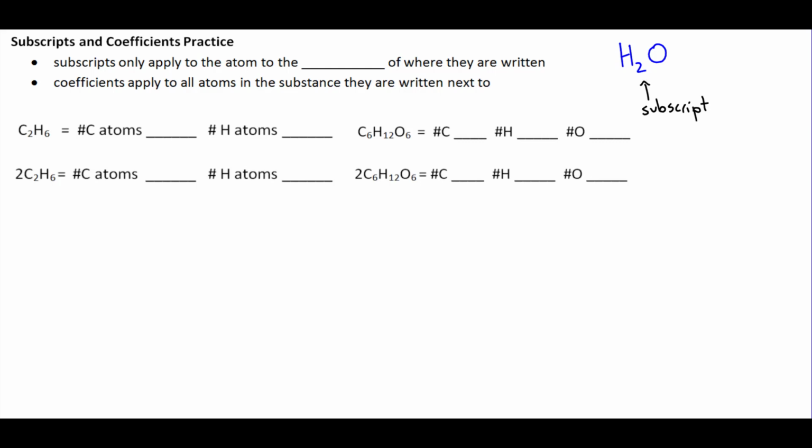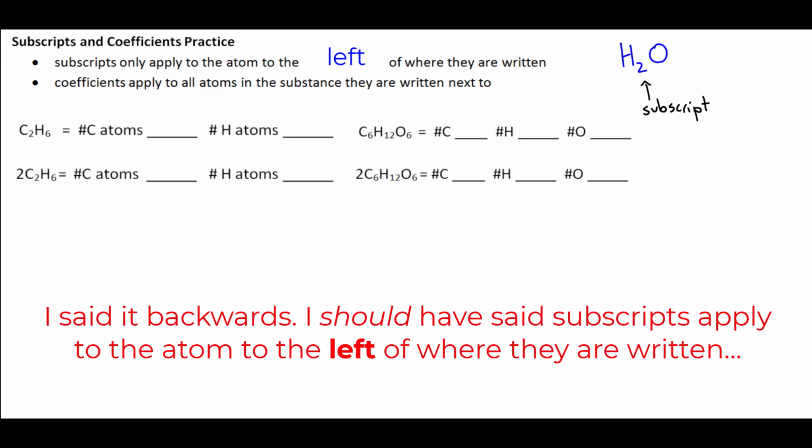The 2 in H2O means that there are two atoms of hydrogen in a water molecule, and we also know there's one atom of oxygen, but you probably know that we never write that one. We leave it off. Now for the notes, subscripts only apply to the atom to the right of where they're written. Next up we have coefficients, and those apply to all atoms in the substance they are written next to.